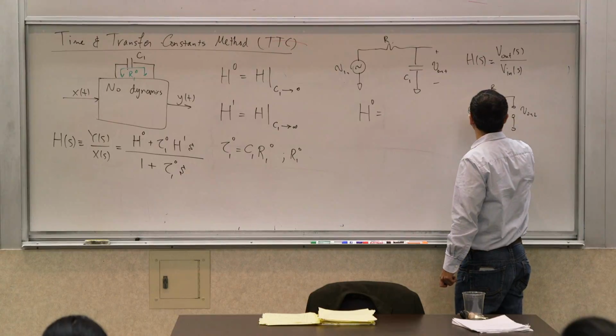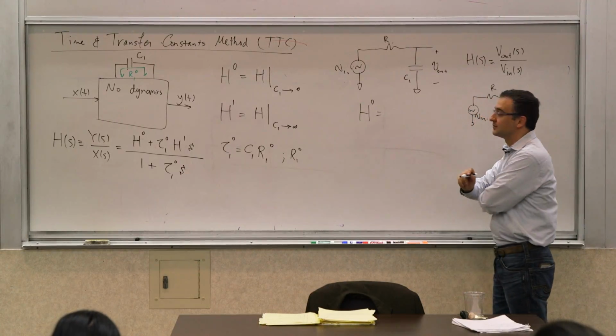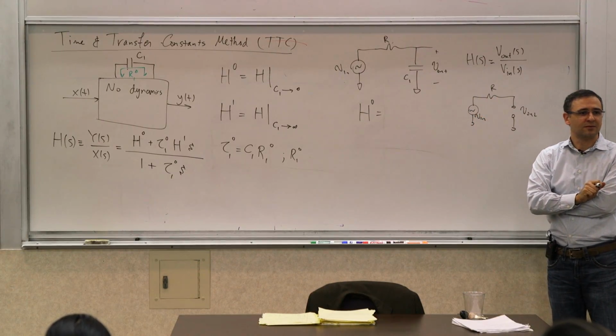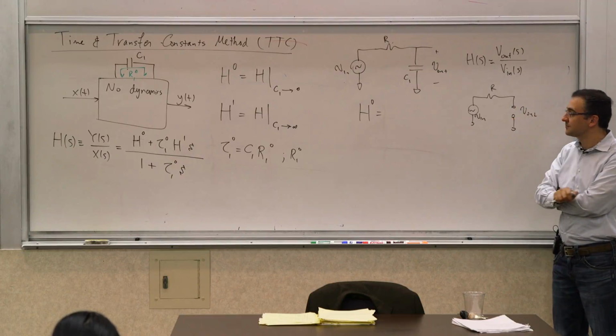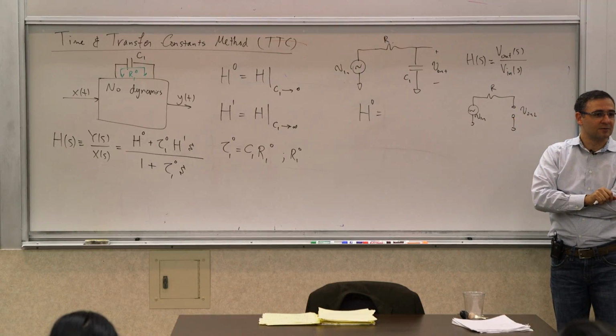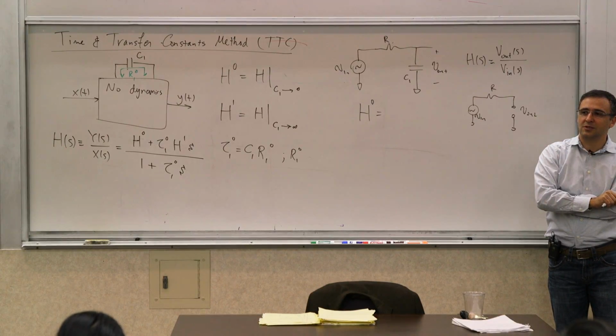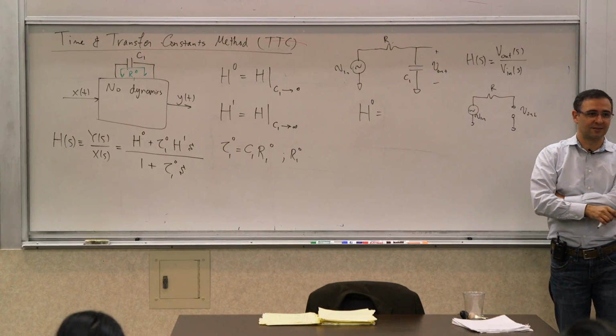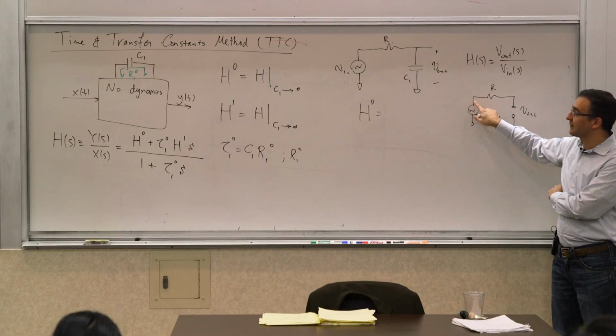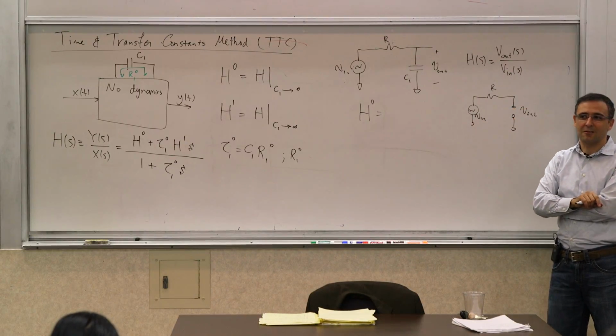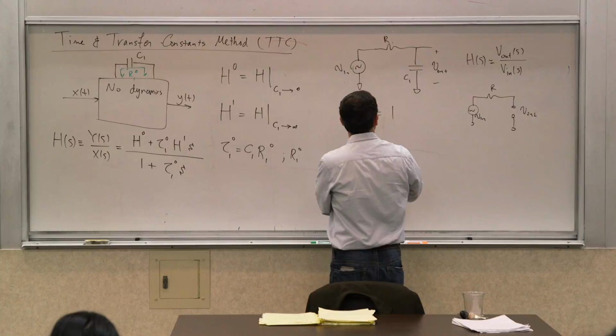What is V out over V in if there's no capacitor here? What's the current through the resistor? 0. So what's the voltage across the resistor? What is this voltage in terms of that voltage? The same, 1. Right? So H0 is 1.